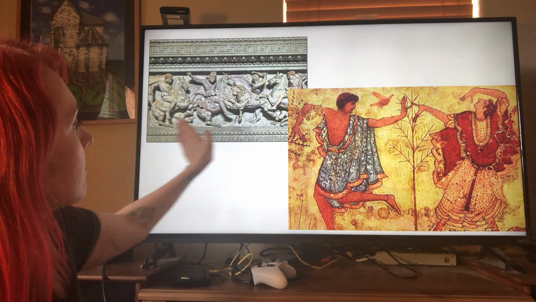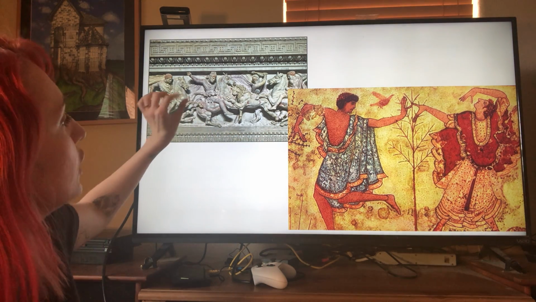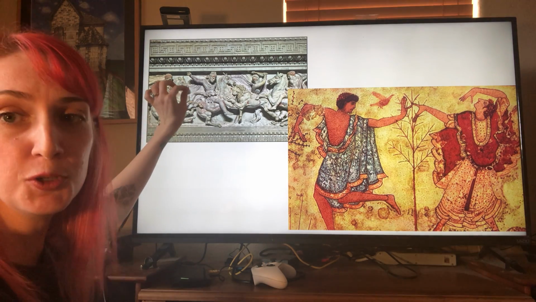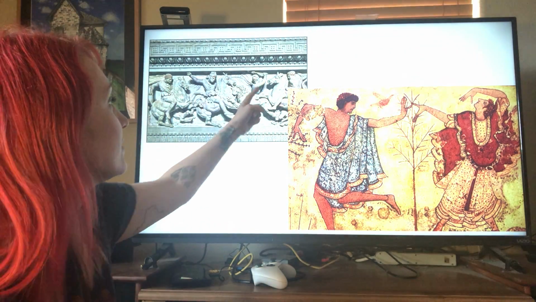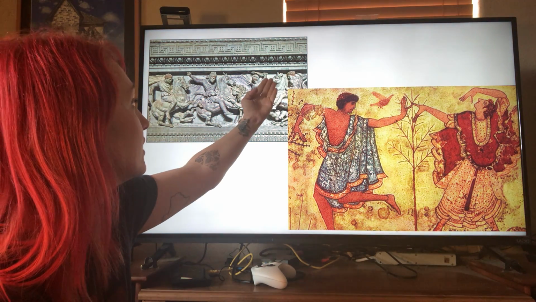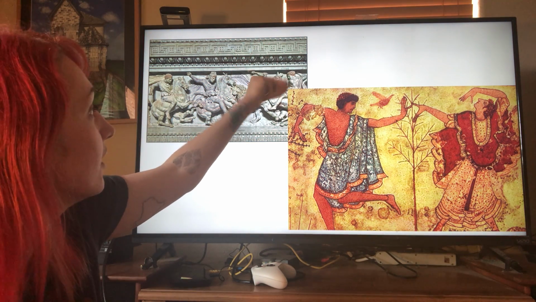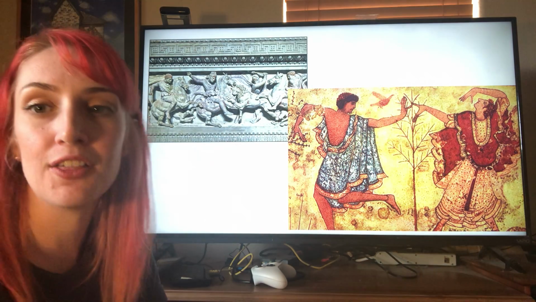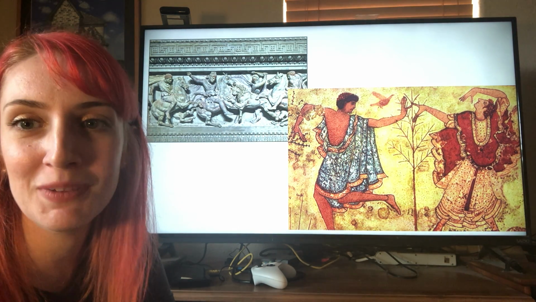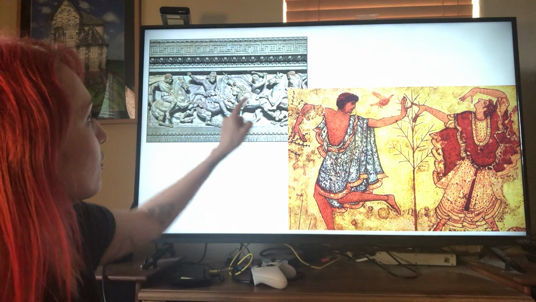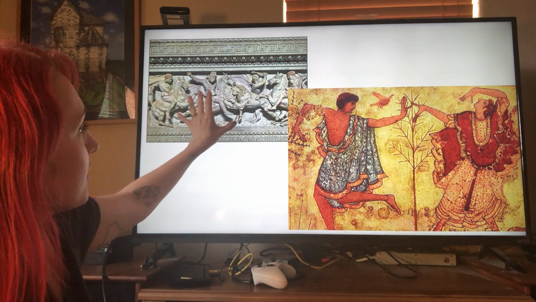So I see registers. I see super high relief carving, and we call that undercut. So the fact that this horse head is totally off the background and totally separate, we call that undercut. And the only way to do that is using a Roman drill. So we're looking at a Roman sculpture.